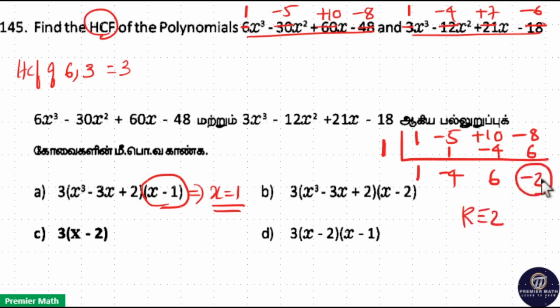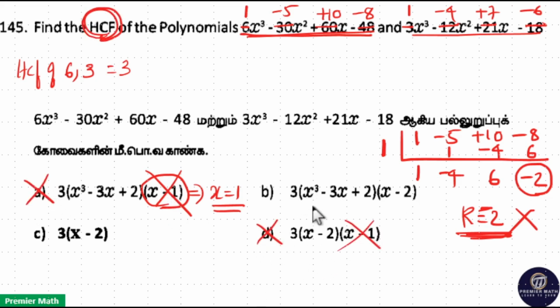If the remainder is 0, this is divisible by x minus 1. But here the remainder is minus 2, so it is not divisible by x minus 1. So x minus 1 is not included in the HCF. That is, this first polynomial is not divisible by x minus 1 because we got a remainder, which means the HCF should not include x minus 1. So you can also eliminate option D as well. Option D also includes x minus 1.